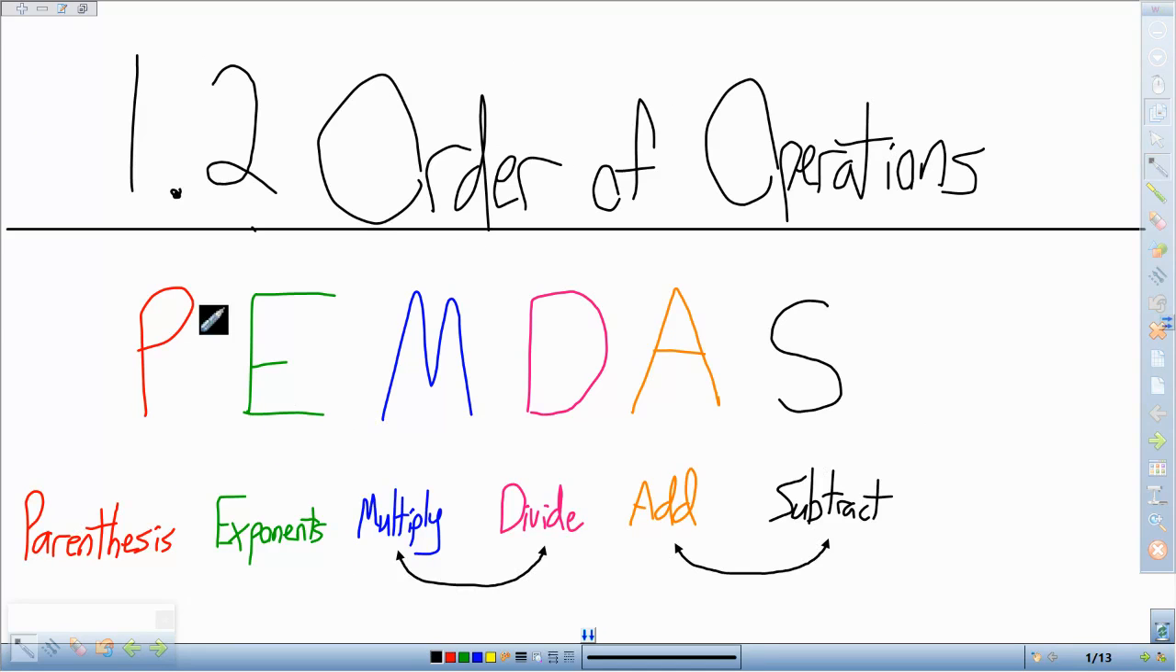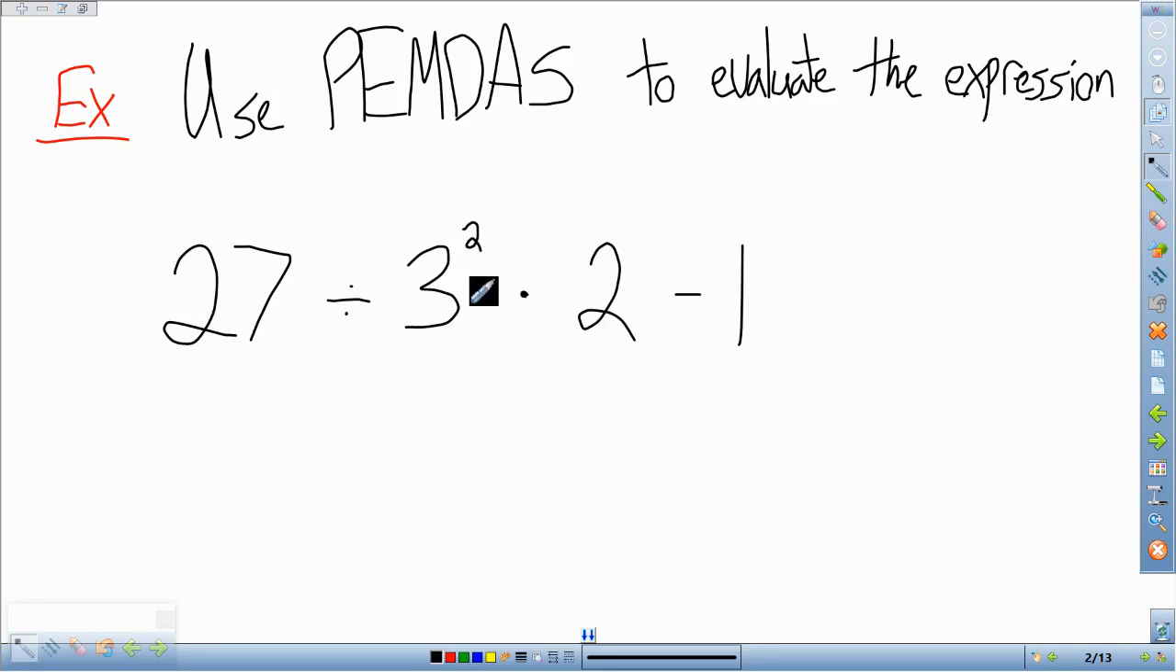Next thing I'm looking for is, are there any exponents? And it looks like, yeah, we have 3 to the power of 2. All right, so that's where I need to start on this problem. So everything else can just come down. This 27, I'm just going to bring down. But I'm going to do this math, 3 to the power of 2.